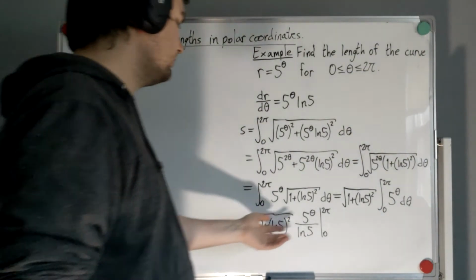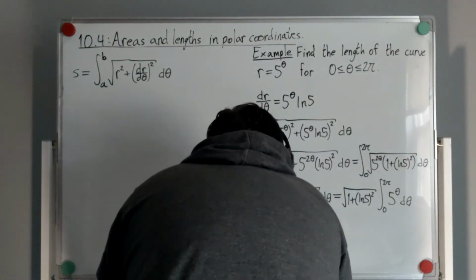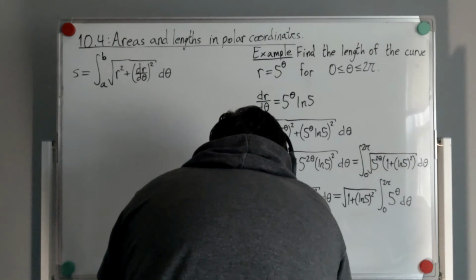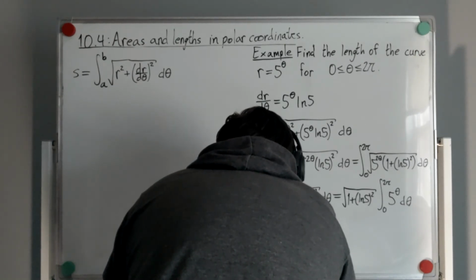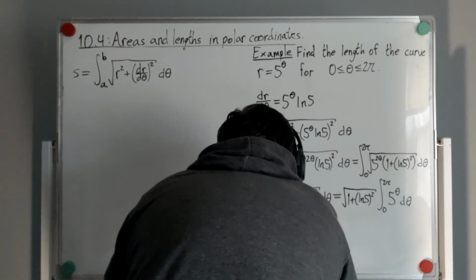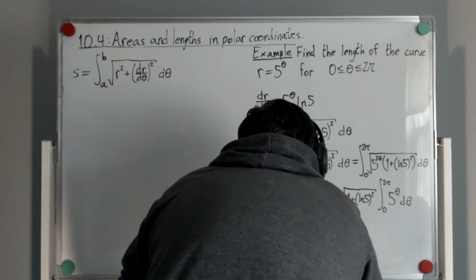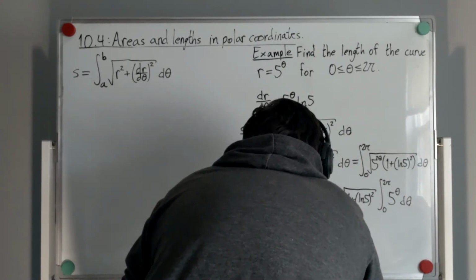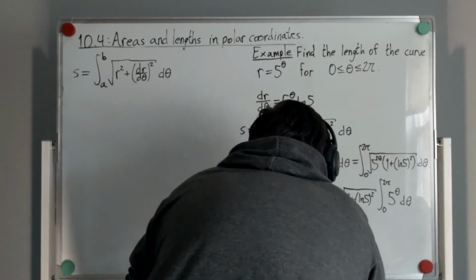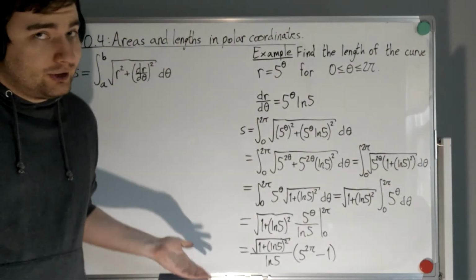And so you just go ahead and evaluate this. This becomes, well, I guess we can write it as the square root of 1 plus natural log 5 squared divided by natural log 5 times 5 to the 2 pi minus 5 to the 0, which is 1. Whatever that number is, that's our arc length.